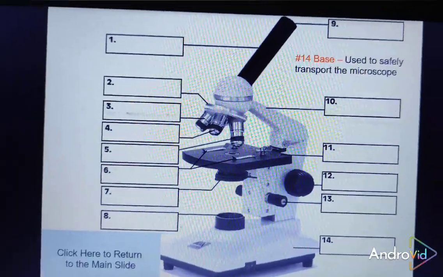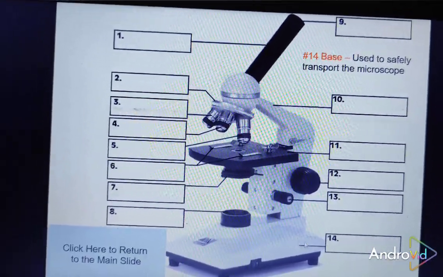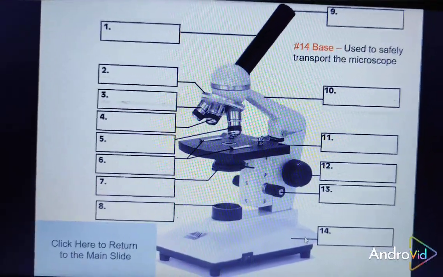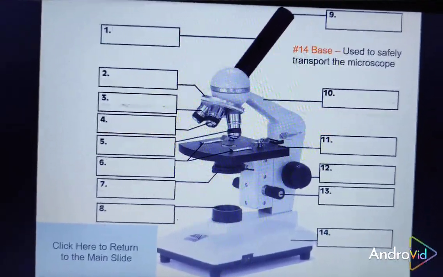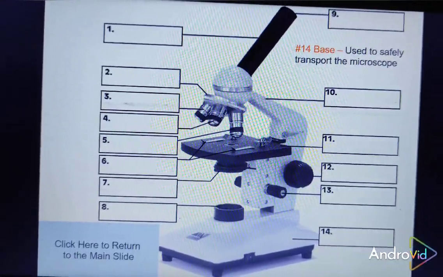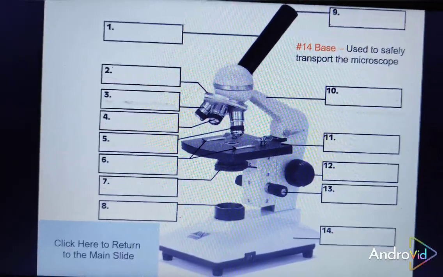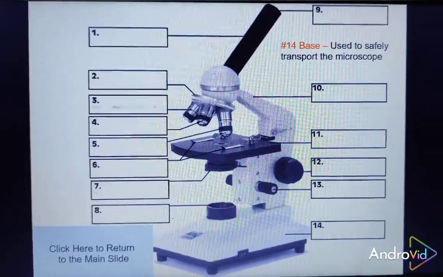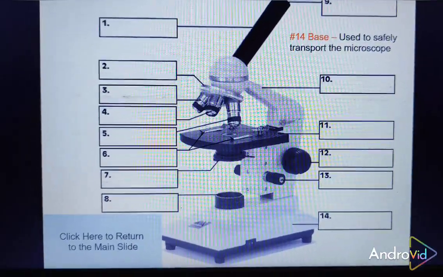The last part is called the base. If you see over here, this is the base. It is used to safely transport the microscope from one stand to another stand. So this is all about the parts of microscope and its function.